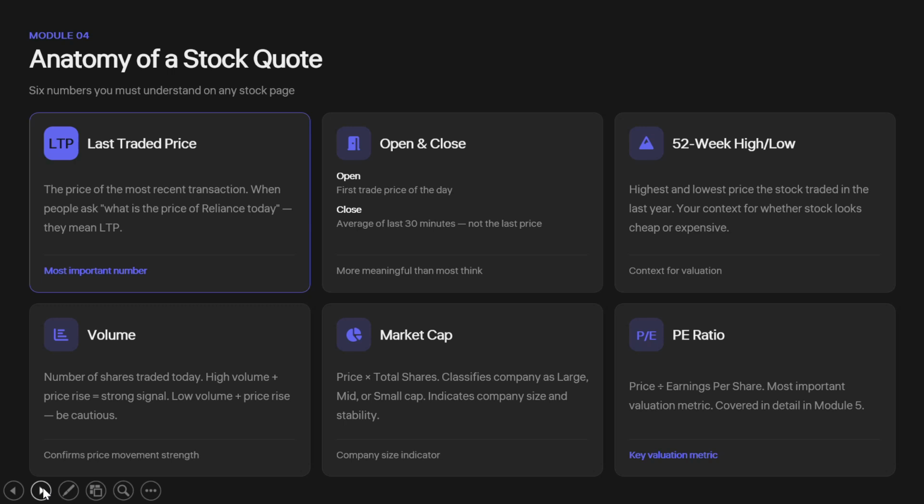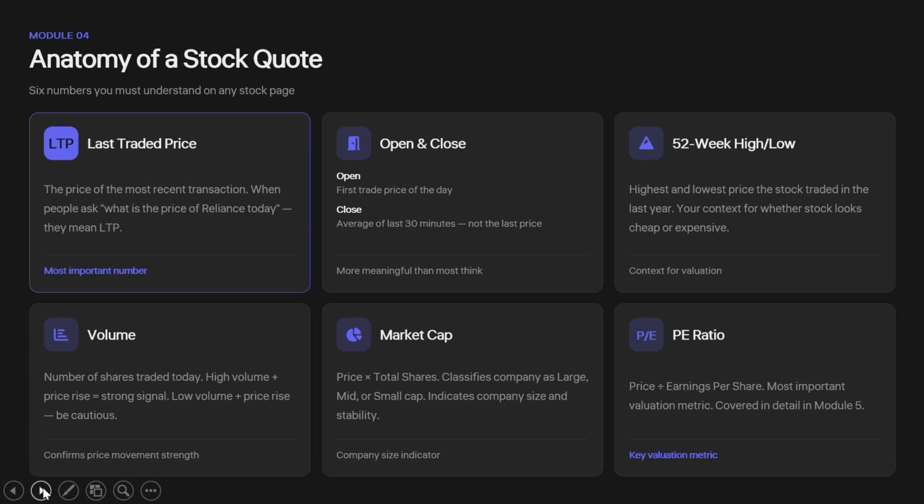First one is LTP, which is last traded price. This is the price for the most recent transaction. When people say what is the price of Reliance today, they mean LTP. Second is open and close. The open is the first trade price of the day. Close is the average of the last 30 minutes of trading, not the last price. This is actually more meaningful than most people think.